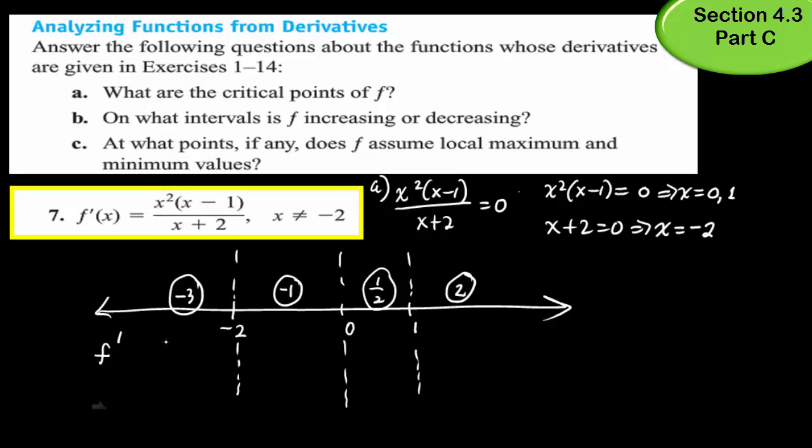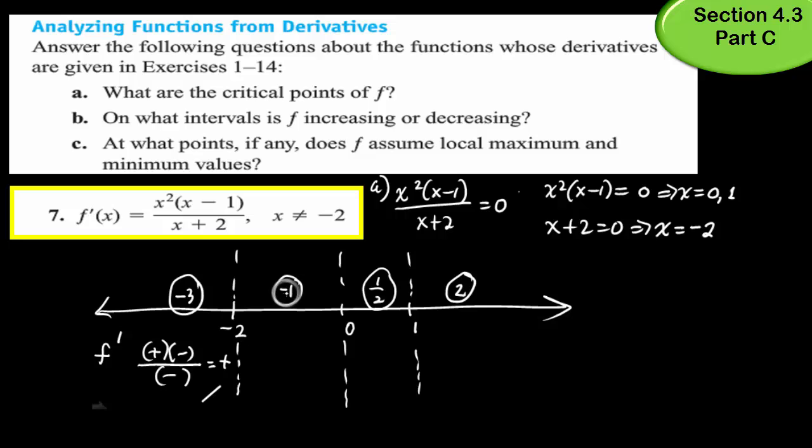-3, when you square it, is still positive. -3 minus 1 is negative. -3 plus 2 is negative, so the whole thing would be positive. So you see that it's increasing on the interval from minus infinity to -2.